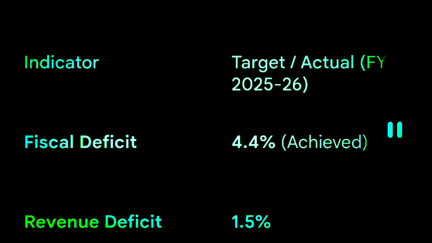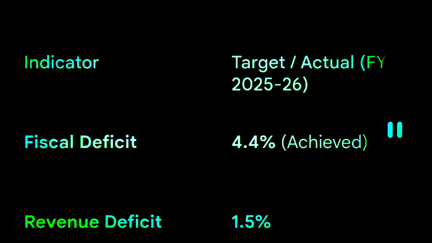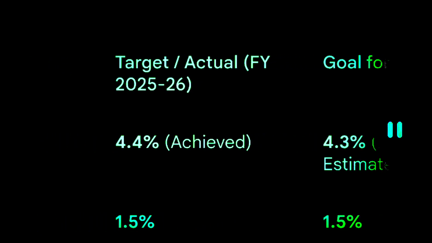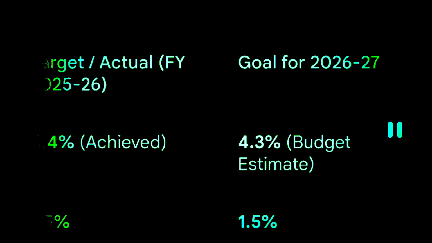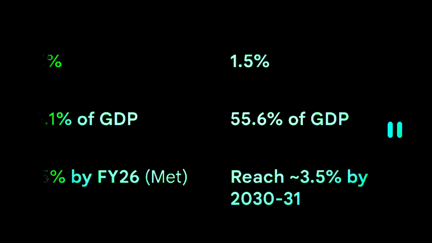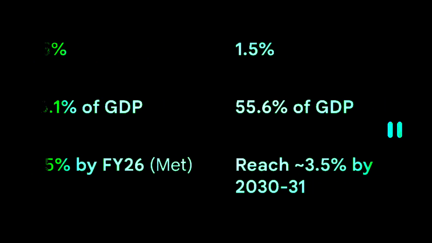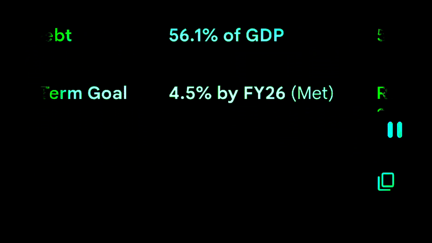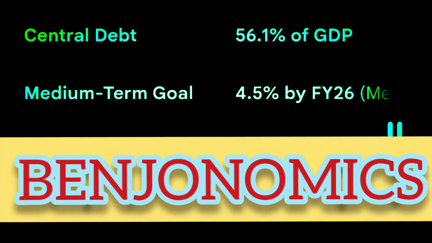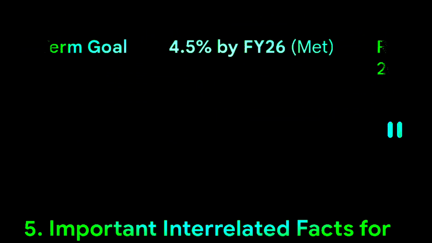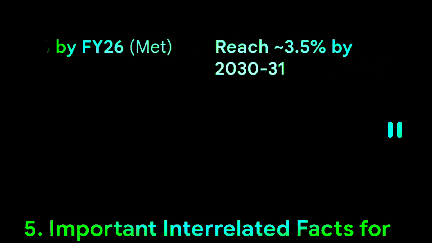Indicator, target, actual for 2025-26, goal for 2026-27. Fiscal deficit: target 4.4%, achieved 4.3%, budget estimate 4.3%. Revenue deficit: 1.5%, 1.5%. Central debt: 56.1% of GDP, 55.6% of GDP. Medium-term goal: 4.5% by FY26, met; reach approximately 3.5% by 2030-31.